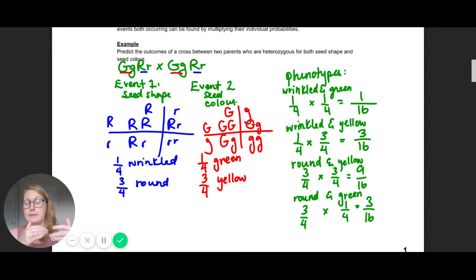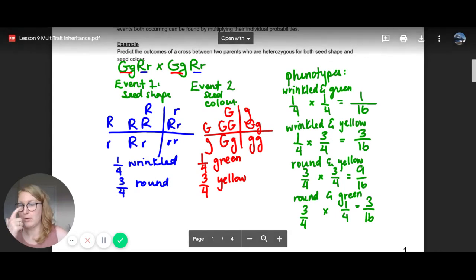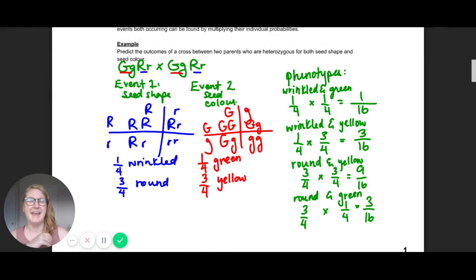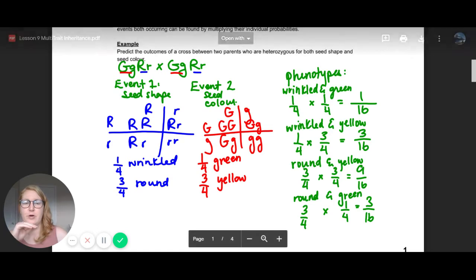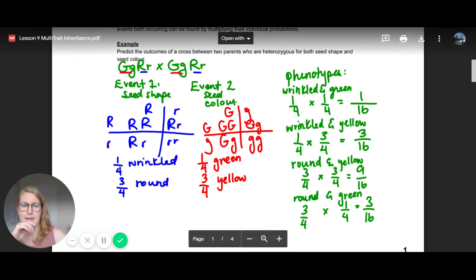Okay. Second scenario, which is wrinkled and yellow. What I've chosen to do here is take one recessive, one dominant. So wrinkled being recessive, yellow being dominant. Again, I take 1/4 because that's the probability of wrinkled, and I multiply that by the 3/4 probability of yellow. And I end up with 3 out of 16. Again, fractions, multiply numerators, multiply denominators, end up with the answer. So I do that for all 4 different combinations that are possible, okay? And I end up at the end here with probabilities of each phenotype.